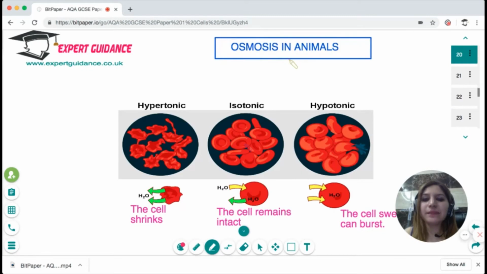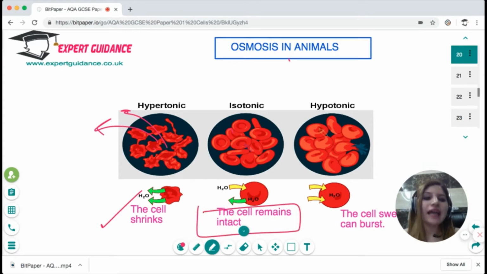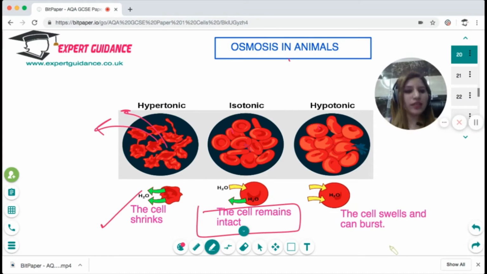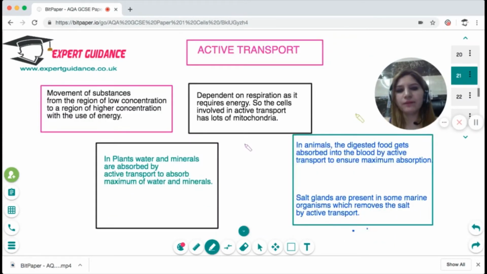Next, in animal cells, if you place one in a hypertonic solution, that is more concentration of solute, the cell will lose water by osmosis and shrink in size. If you place it in an isotonic solution, there's no net movement, so the cell remains intact. And in a hypotonic solution, the cell will gain water, so it will swell and it can eventually burst with time. Now, the next transport is active transport.